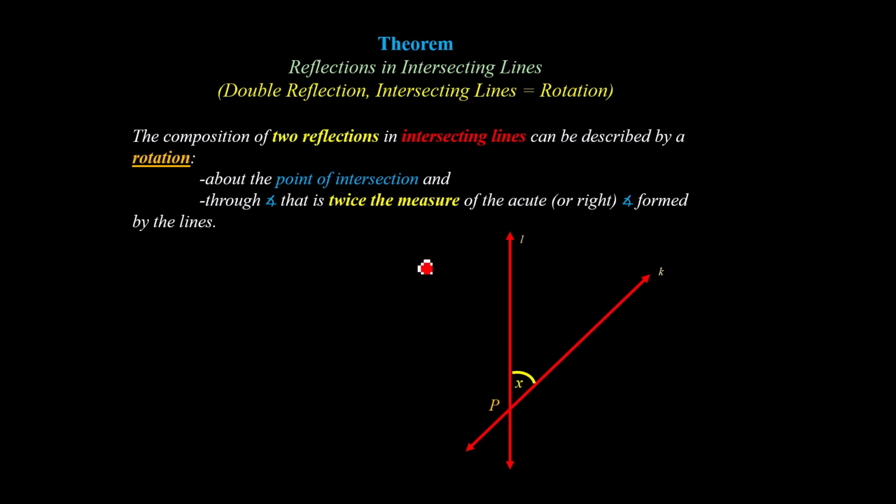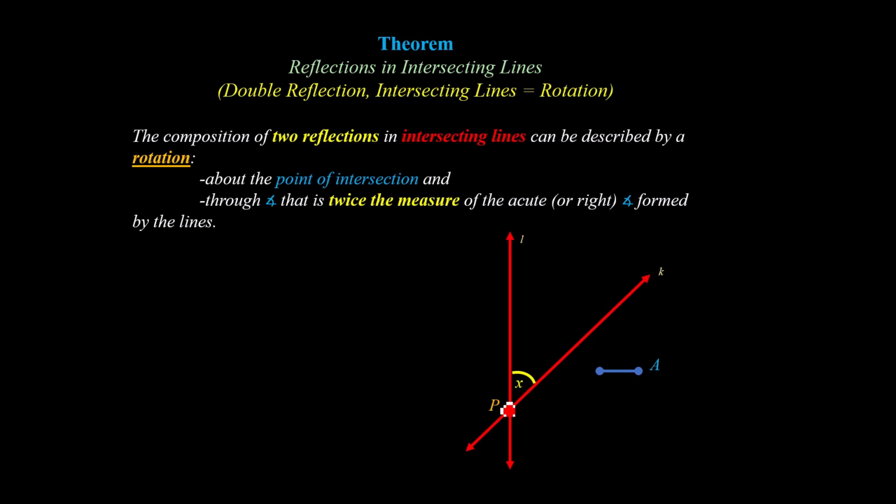So if you have, for example, an object here, here's a segment, they call it segment A in your textbook. So that's a segment A. And if you reflect this two times across these lines, that's like a rotation, that's what it's saying. And what kind of rotation? The rotation is about the point of intersection. So the rotation will be across the point of intersection.